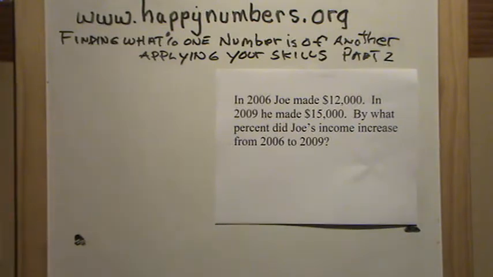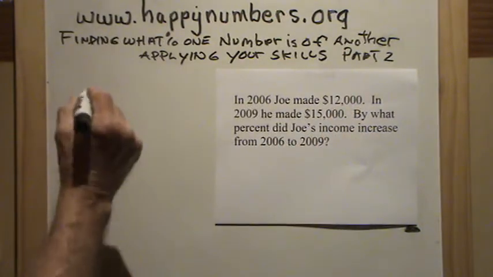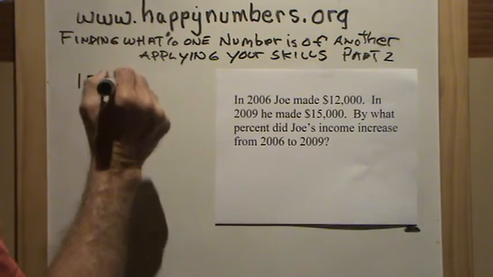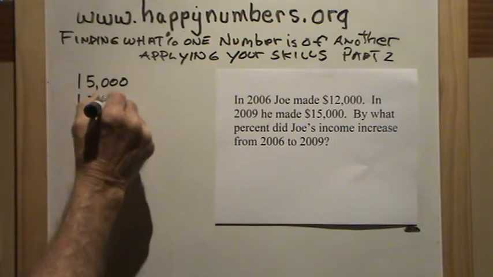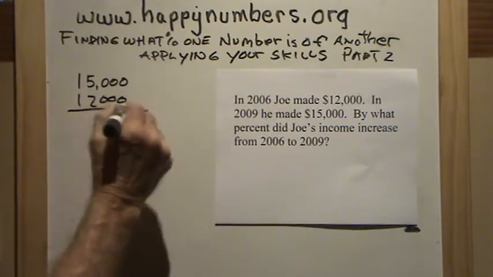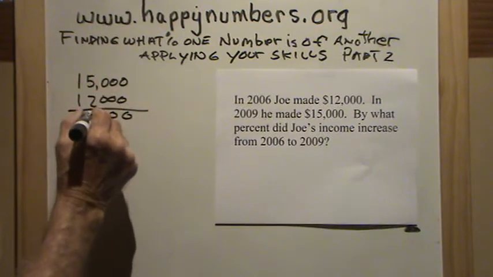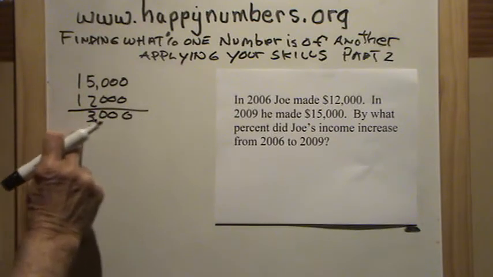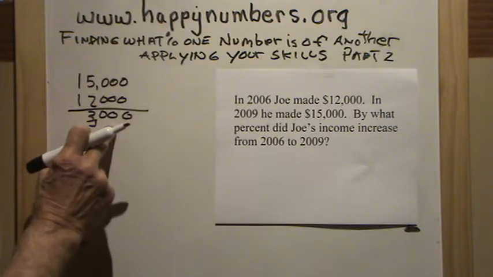So there are several steps here. Step number 1 is we have to find the difference between the incomes. We have to find the increase. So step number 1, we'll take his 2009 income and we'll subtract his income from 2006. And we get 3,000. There was an increase of $3,000.